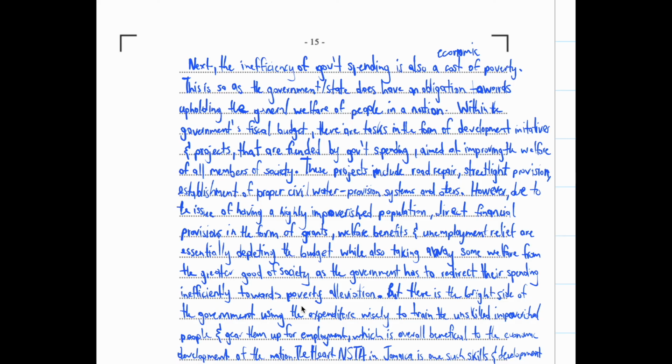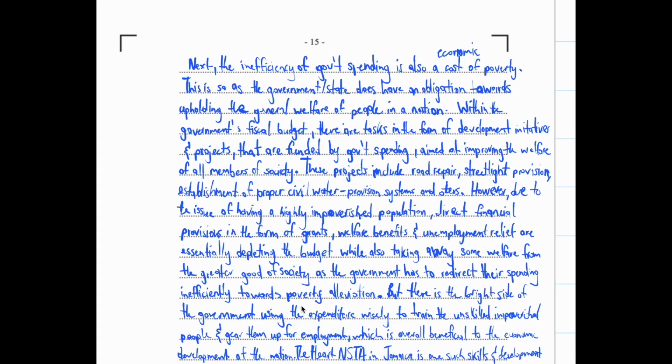inefficiently towards poverty alleviation. So instead of doing all of these lovely projects that I spoke about, instead of fixing the roads, instead of fixing the lights and ensuring that we have running water and all of that, they have to go instead and look towards just individuals who are poverty stricken, which is a major issue, and issue out the funding towards that.